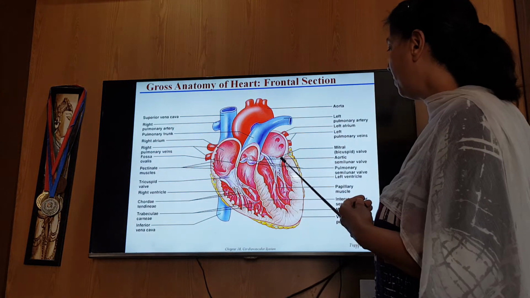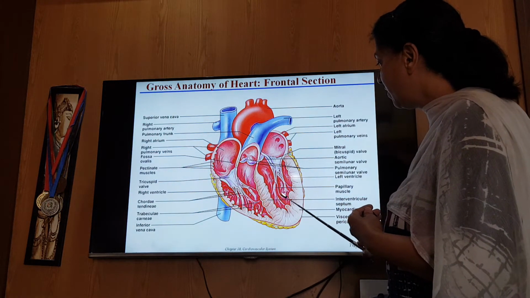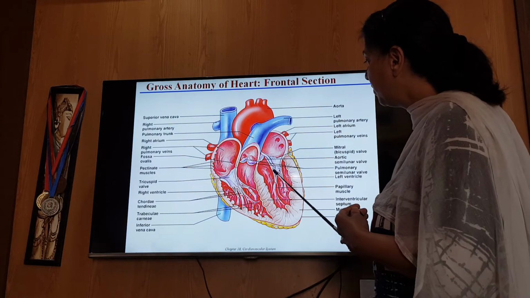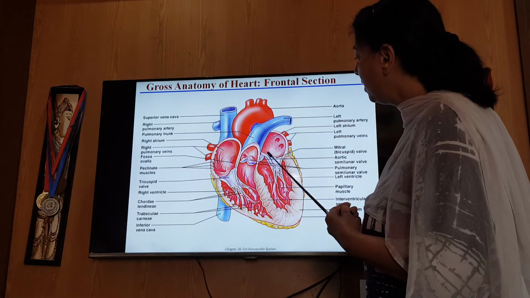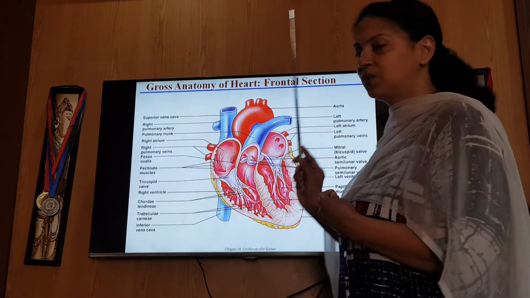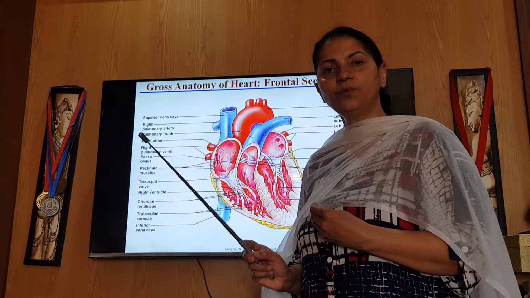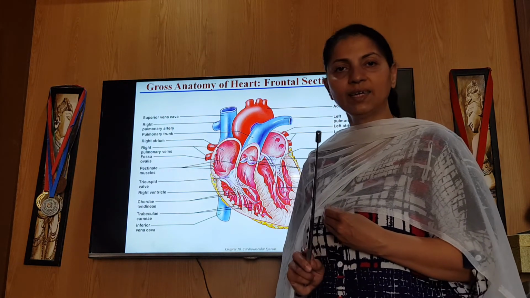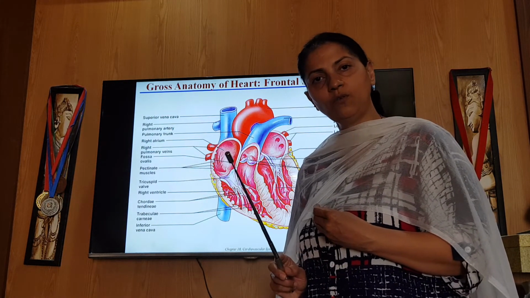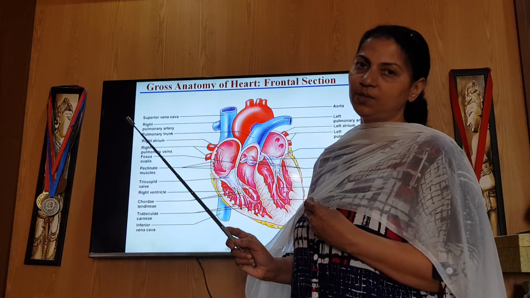So how is this happening? You can see papillary muscles are there. From the papillary muscles arise chordae tendineae, and they are attached to these valves. So the atrioventricular valves on the left side are called bicuspid or mitral valve, on the right side tricuspid.